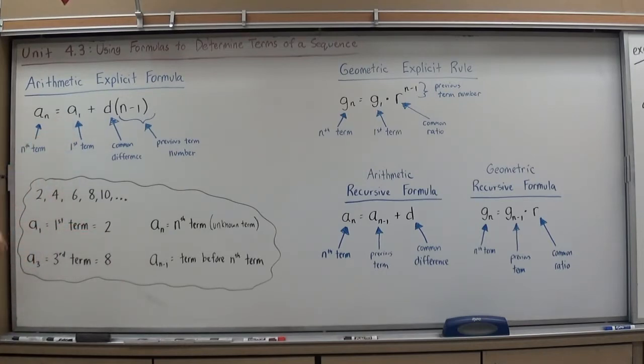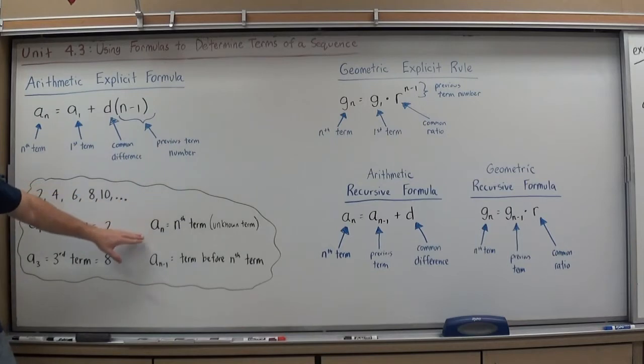If I asked you, for example, what is a sub 3? Well, a sub 3 would be the third term in the pattern, which in this case is 6. If I said a sub 4, you could say 8. Now, if I asked you for one that's maybe not here, what is the 7th term? 1, 2, 3, 4, 5, 6, 7. The 7th term is this unknown term, so you would write it a sub n and use your formula to get the answer.